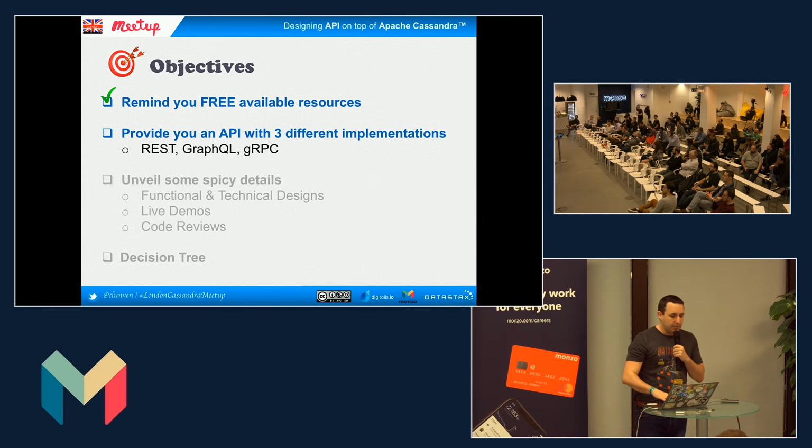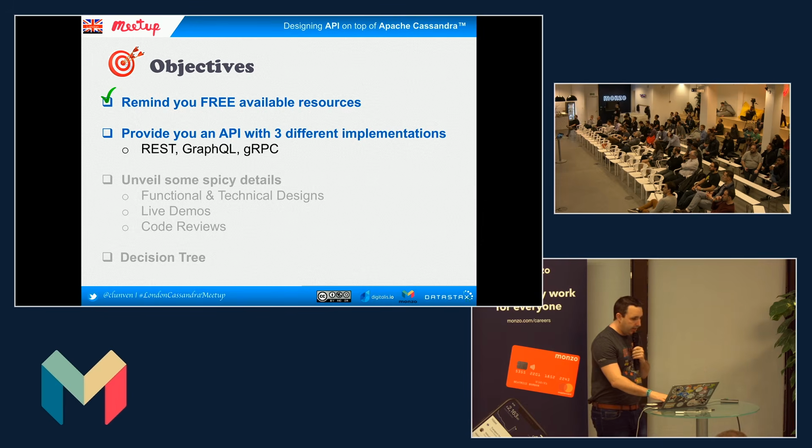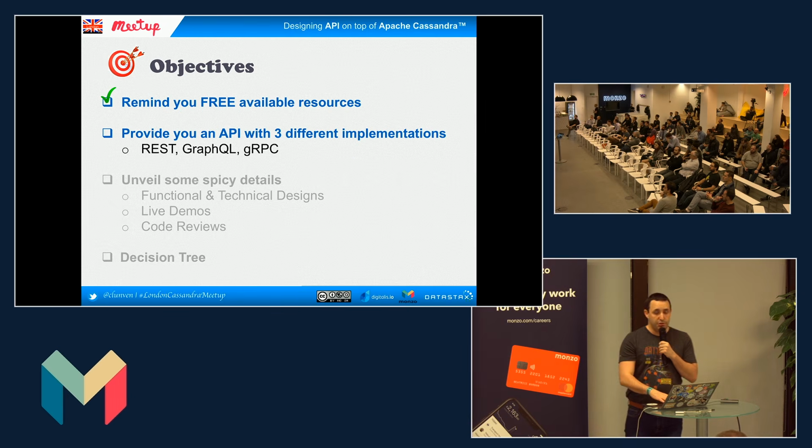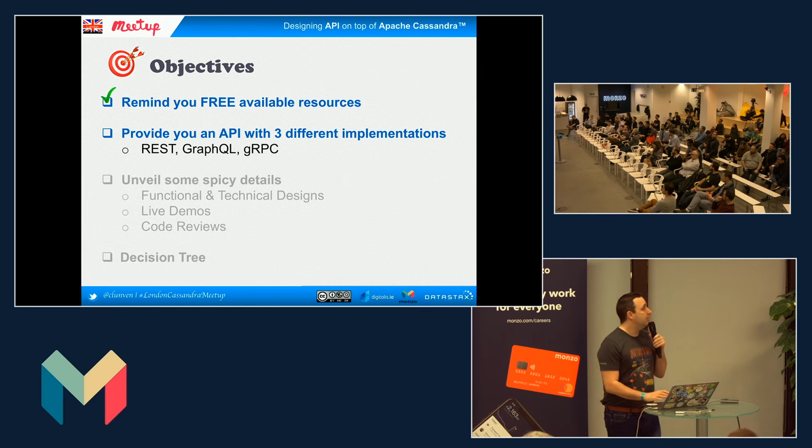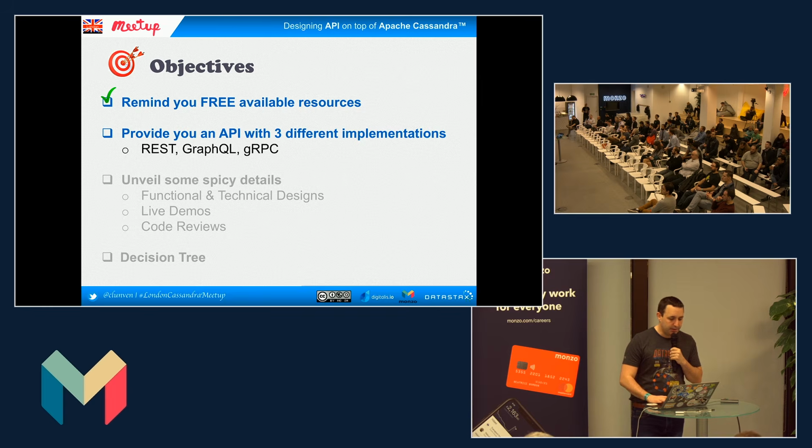So what about the topic today? I would like to show you and provide you an API. It's all about the topic, implemented with 3 different technologies, but it's the same API and working on top of Apache Cassandra. It's provided in REST, GraphQL, and gRPC.